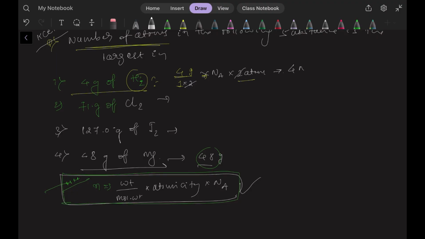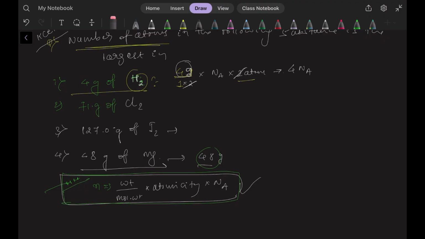I repeat one more time. Given weight is 4 gram divided by molecular weight of hydrogen. How much? Only 1 is there, but how many atoms are there? 2. Therefore 2 into 1, nothing but 2 only. So multiply by Avogadro number, that is Na, multiply by number of atoms present in the given molecule, that is hydrogen is having 2 hydrogen atoms, therefore multiply by 2. 2 get cancelled, you are left with only 4 into Na.